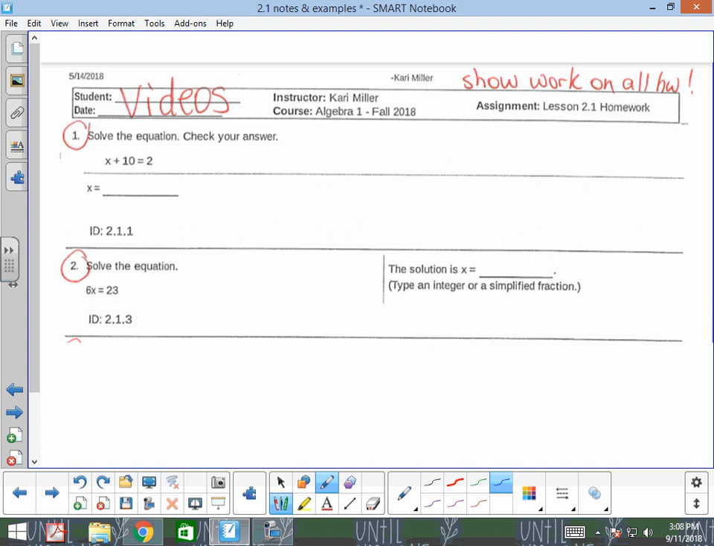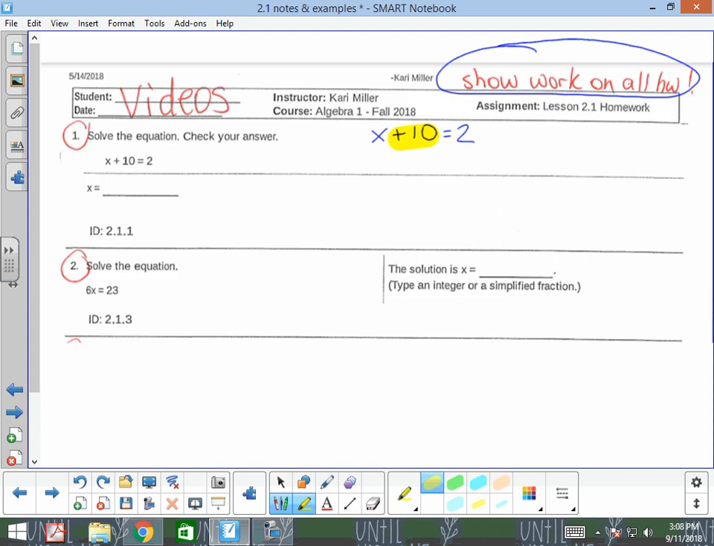So let's get started. First of all, make sure that you show your work on all your homework, and I'm about to show you how I want you to show your work. So you need to write the equation. And I want you to show what you're doing to both sides. So go to the x side and notice we see positive 10. What I put in blue is what I want you to show on your homework. So we're going to subtract 10 from both sides. Not just one side, but both sides.